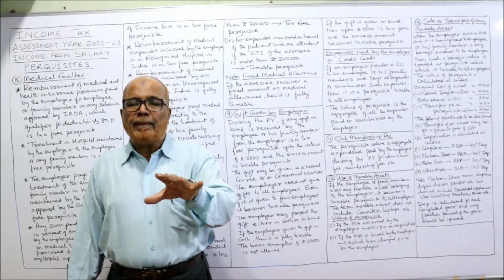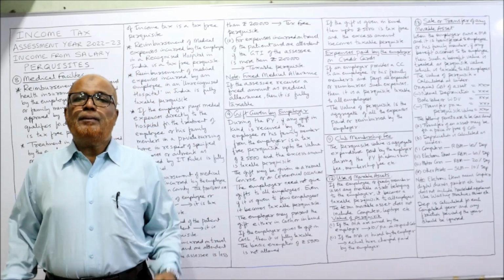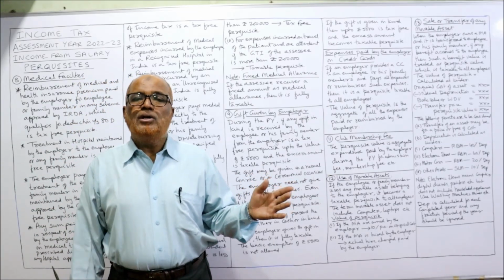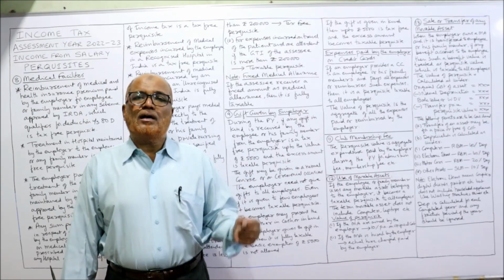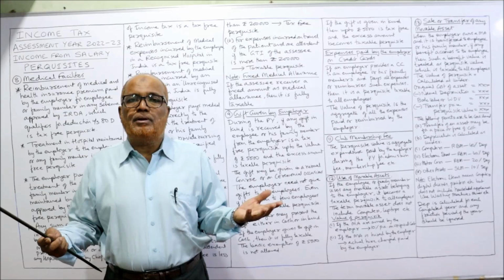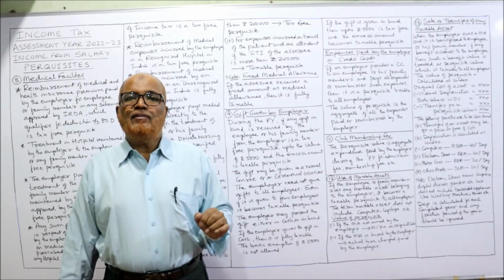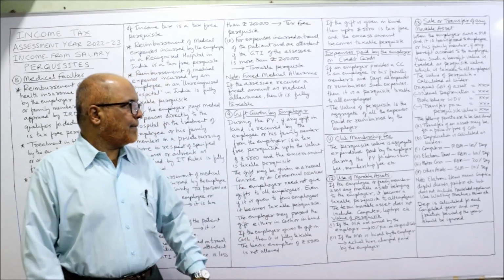If the employee has become a member in official capacity, that means the meetings of the company, the meetings of the employer, will be conducted in the club, so that is the reason why he has become a member of the club. In that case, the club membership fee is not taxable because he has become a member in official capacity. If nothing is given, we assume it as personal capacity, and it is taxable.